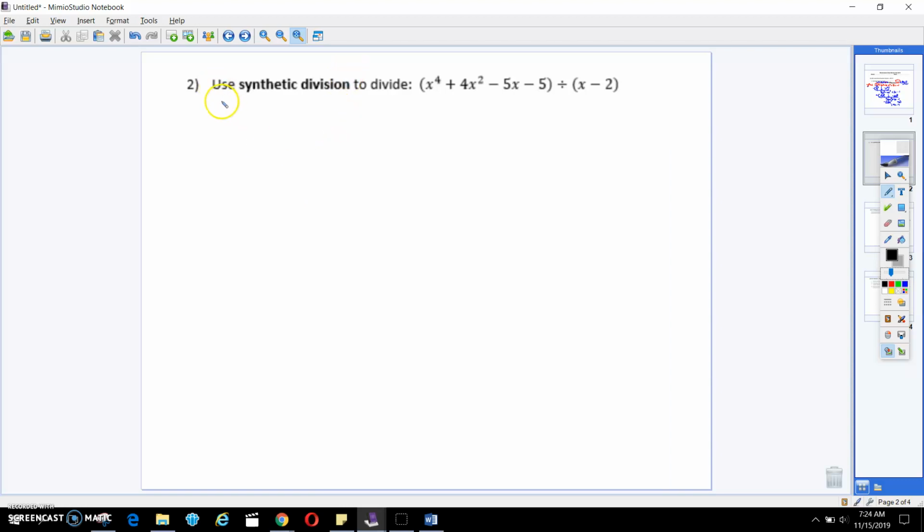So when we use synthetic division, we're going to change the sign of the divisor. So this guy right here will become a positive 2. We're going to isolate him in this little box. We're going to put him in the prison, right?